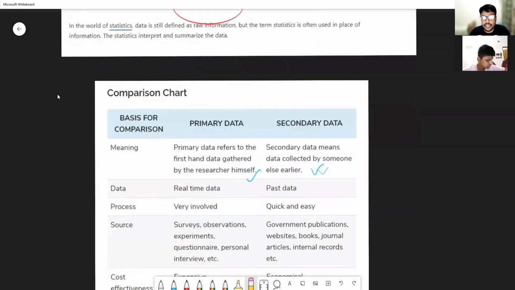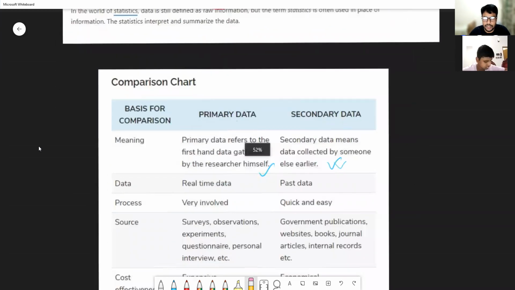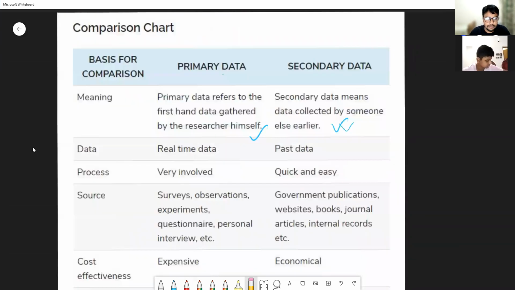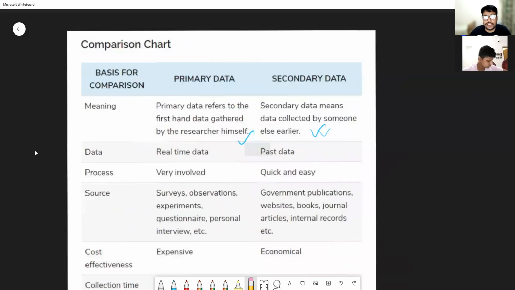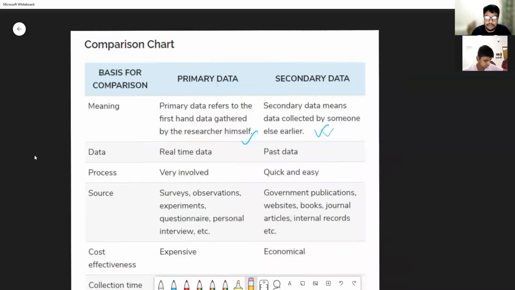Data, we can collect the data in 2 different ways. One is called the primary data, another is called the secondary data. Primary data means when the researcher or organizations, those who want to research about the data, directly collect information from the source, this is called the primary data.